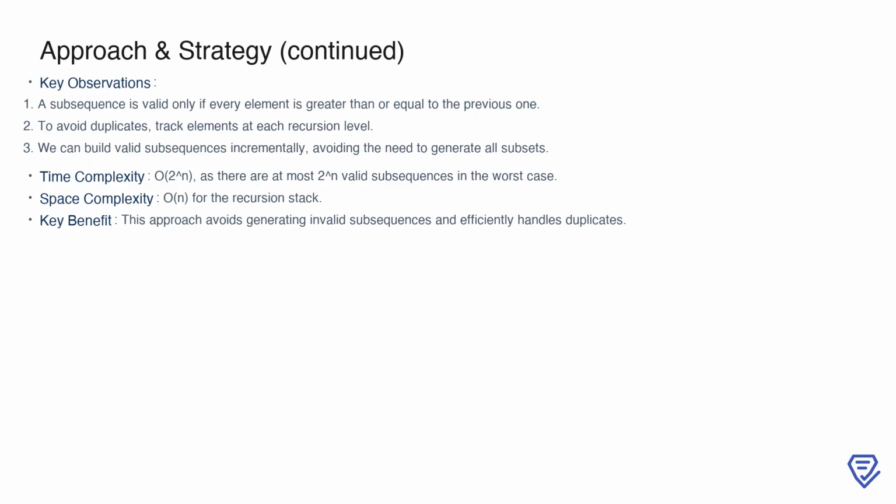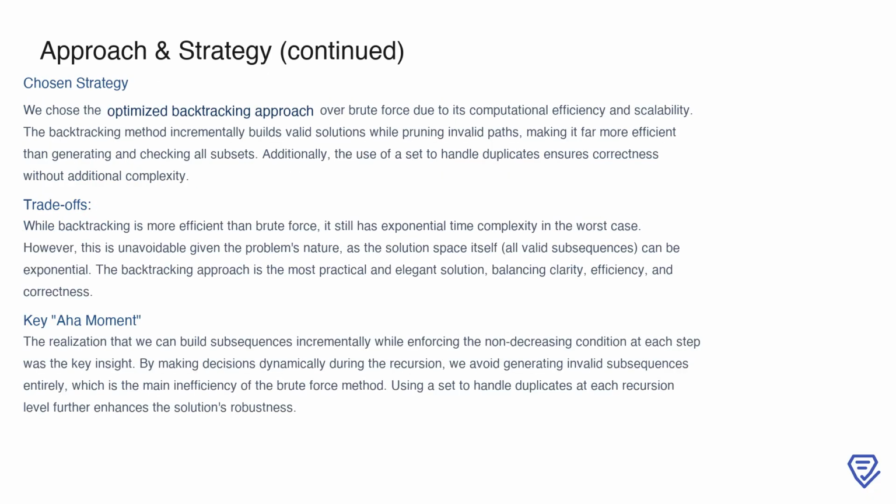We collect all subsequences that meet the criteria of having at least two elements and being strictly increasing. The pseudocode demonstrates how these steps come together. We initialize an empty result list, define the backtracking function, and then invoke it starting from index 0 with an empty path. By maintaining increasing order and avoiding duplicates at each level, we ensure that the generated subsequences are both valid and unique.